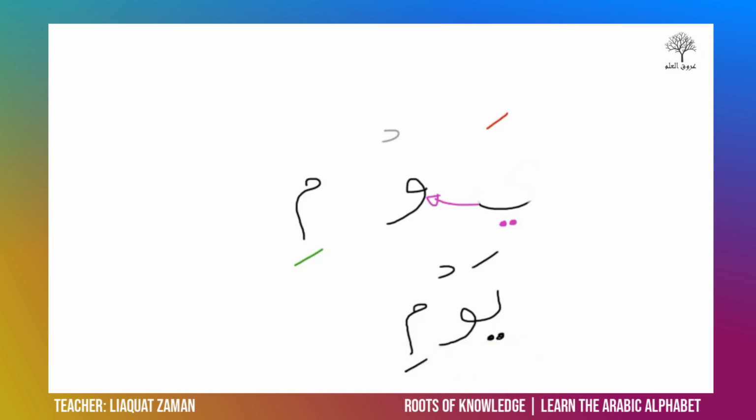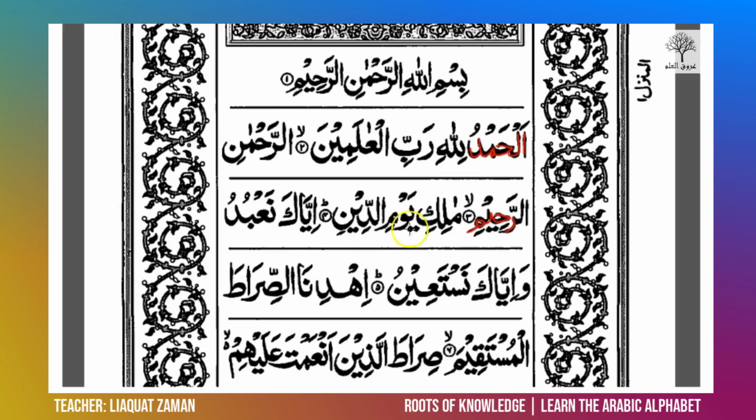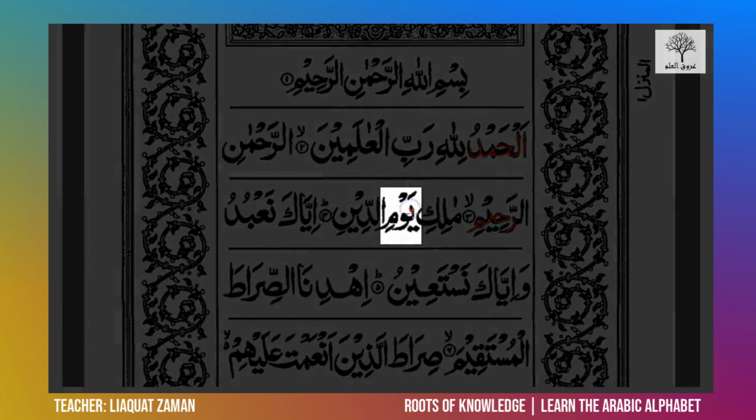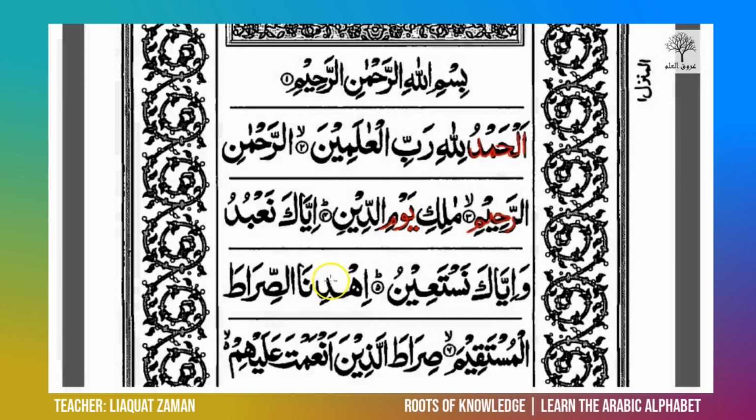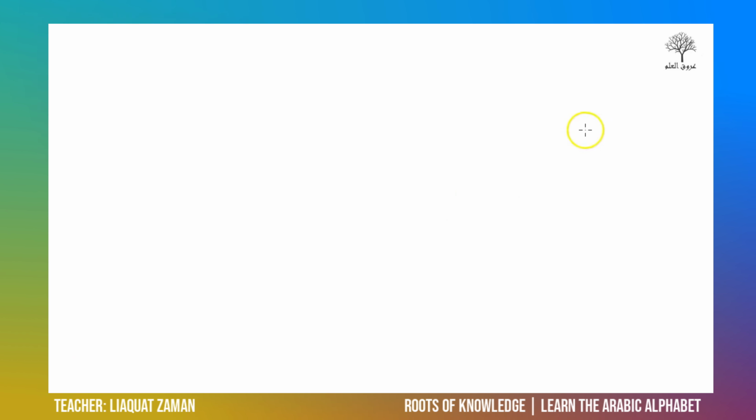Okay, so let's look in the Quran and try and find where this is written. So there is Yawmi. Okay, Yawmi. So pronounce it with me. Yawmi. Okay, so let's have the fourth and last example then.